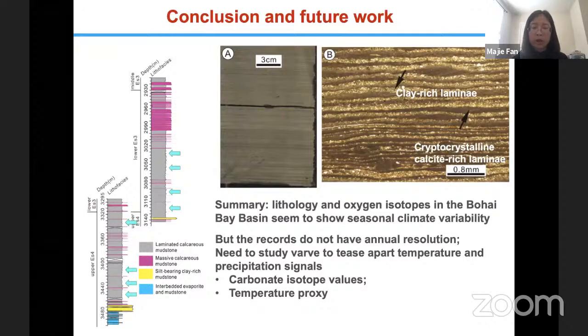And Yiquan is very interested in conducting more study on those varves to particularly tease apart the influence of seasonal temperature variation and precipitation on delta O18 values. So he's looking into carbonate isotope values as a temperature proxy. And we are also really open to any collaborations that can build upon the current understanding to bring more understanding about the Eocene monsoon from this core.